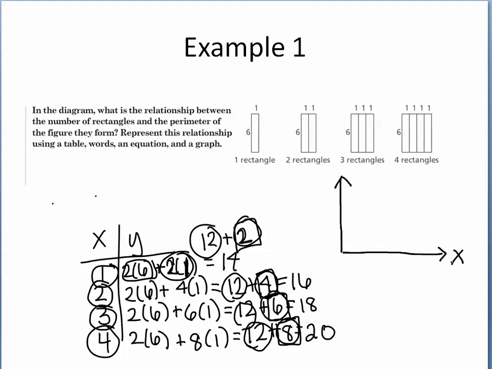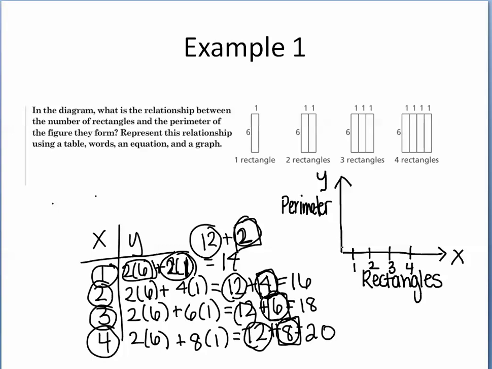We're looking at x and y, and we're going to label it because we want to know what these things are. So x was the number of rectangles, and y is our perimeter. Okay, so let's mark this. At 1 rectangle, 2, 3, and 4, we have the first one, we have a perimeter of 14.